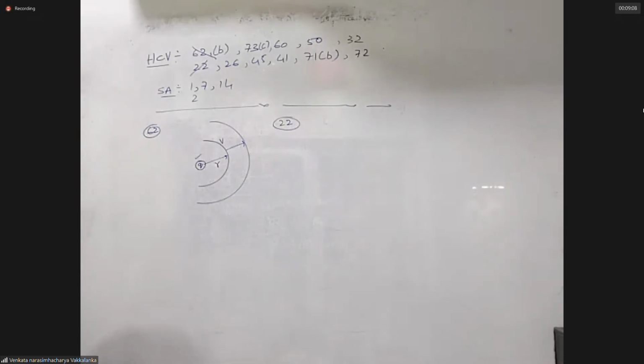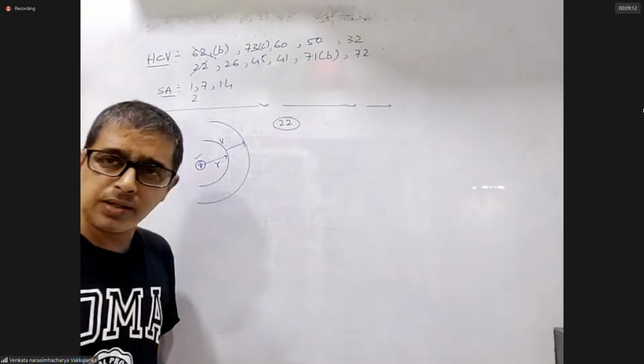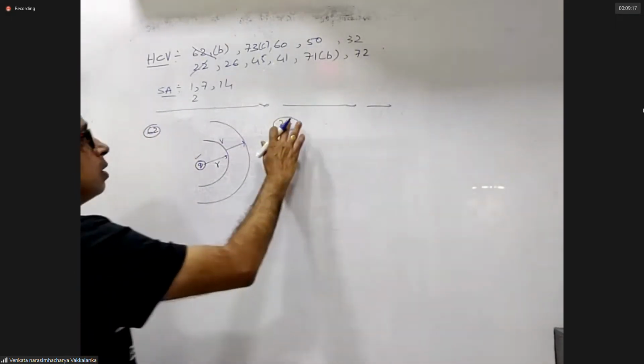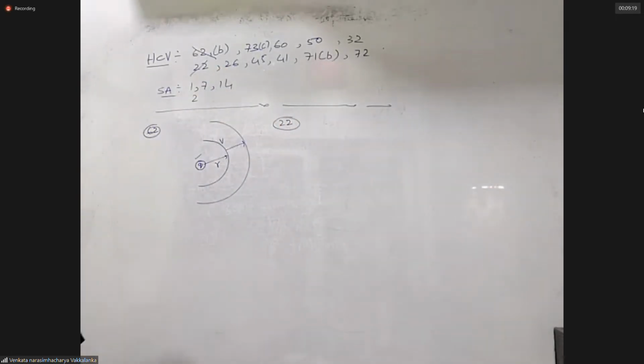Sir, in 62, can you do A also? Done in the class. Done in the class. Class notes. Oh, okay. 22.